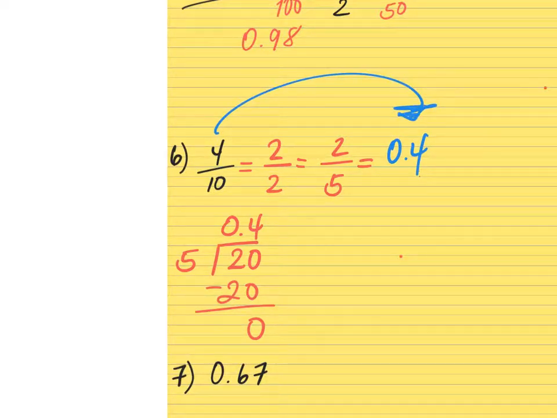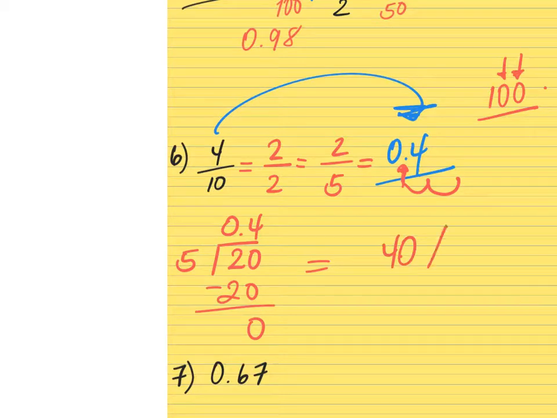Right now that you have the decimal, you need to change it to a percent. Don't forget, a percent is a part of 100. 100 has 1 and 2 zeros. So here it means that you need to move this decimal point once, twice. So the percent will be 40%. All right.